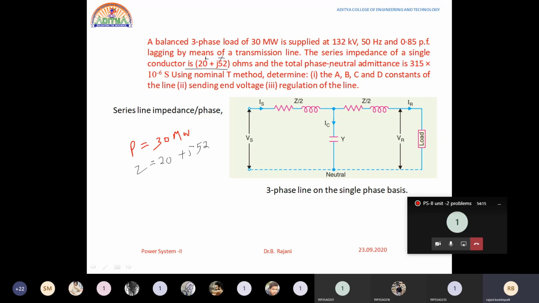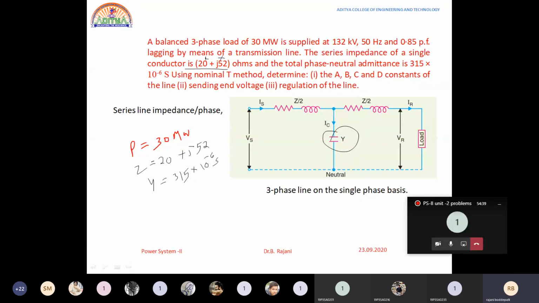Now, the total phase neutral admittance is what he had given you. That means this value is nothing but Y, he had given you as Y equals 315. Again, he had given you the susceptance value. That means the B value here, in G plus jB, is 10 to the power of minus 6 Siemens.